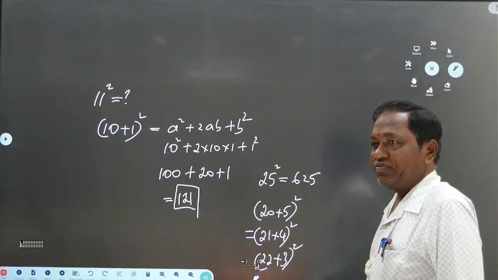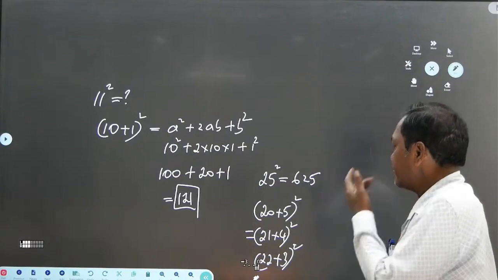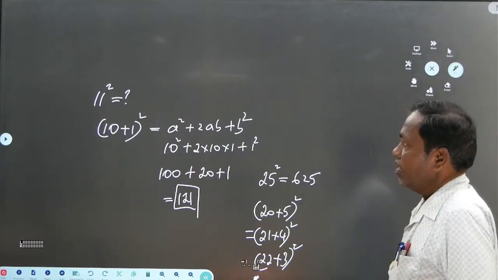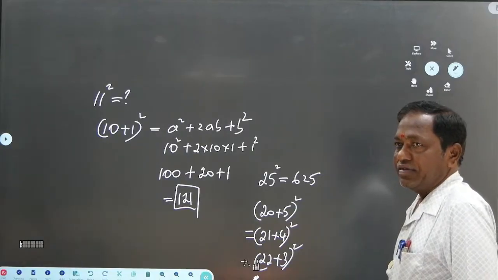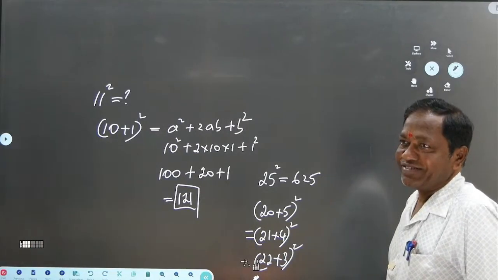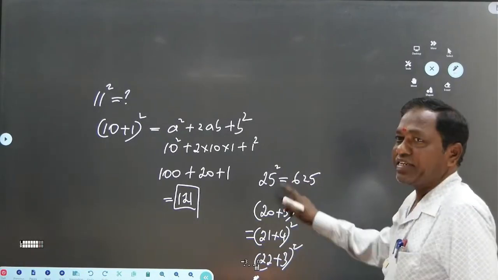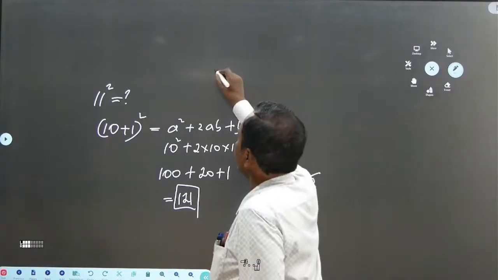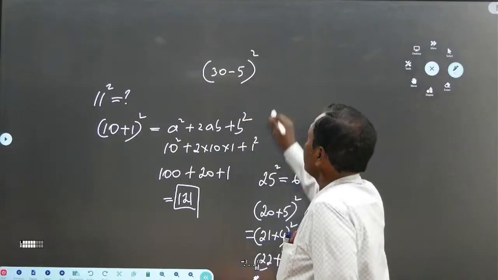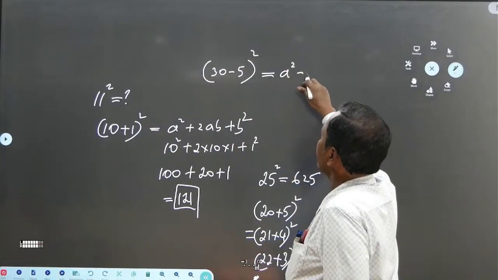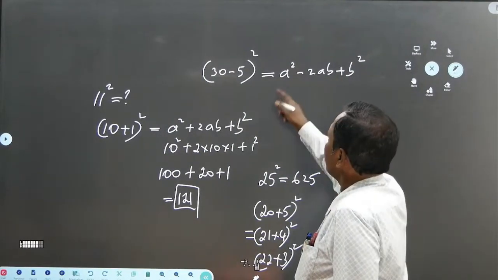Otherwise, we can use normal traditional calculations. That is how it can be done. This is the a plus b whole square formula. Even you can do it with the a minus b whole square formula also. So for a plus b we put 20 plus 5; a minus b means 30 minus 5, 30 minus 5 whole square. And what is the formula? It is a square minus 2ab plus b square.